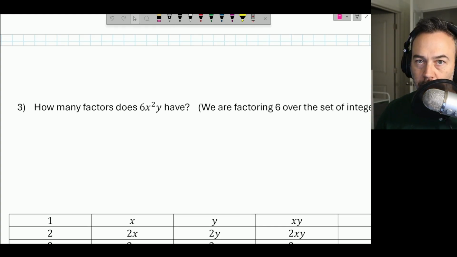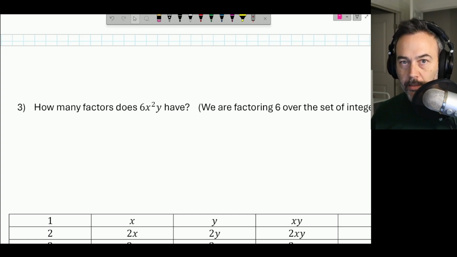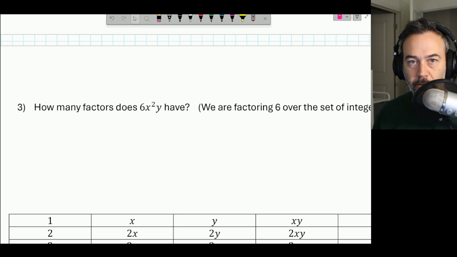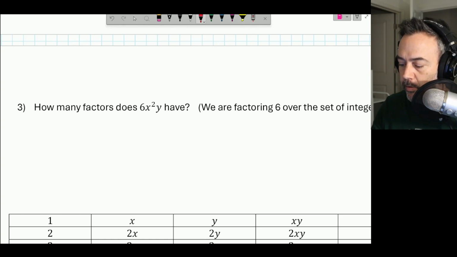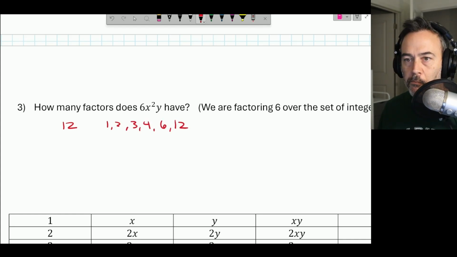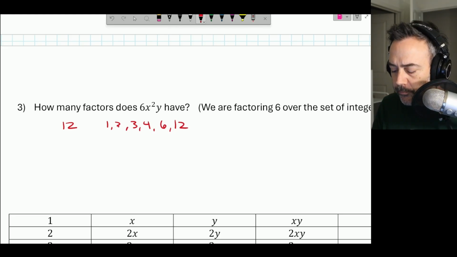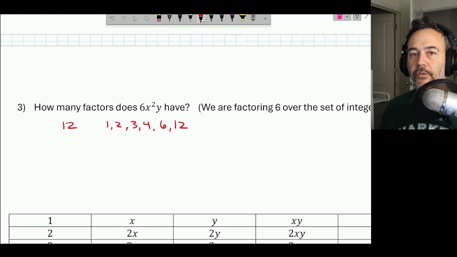My point on this question was because we've been talking so much about prime factors, students start to forget that not all factors are prime. For example, 12. What are the factors of 12? 1, 2, 3, 4, 6, and 12. Okay, those are the positive factors of 12.